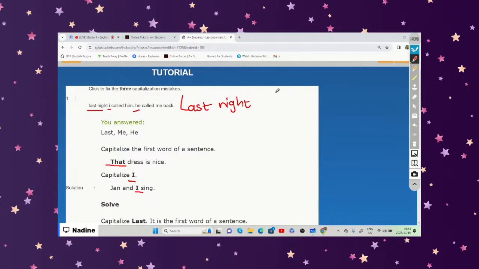Then we capitalize the pronoun I. So last night, I called him, full stop, new sentence, and we start with a capital letter. So he called me back. So last night I called him. He called me back.